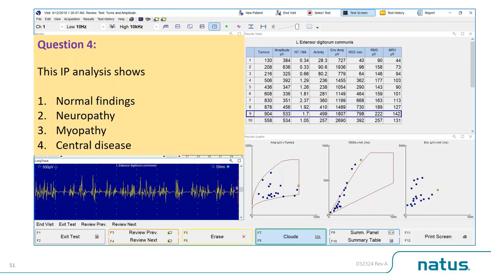You can also get some sites where the pattern could be slightly mixed. As a result, you can get some data points that are near the upper border, but the general pattern in turns and amplitude is on the lower side, and so forth. My point is, a picture is worth 1,000 words.